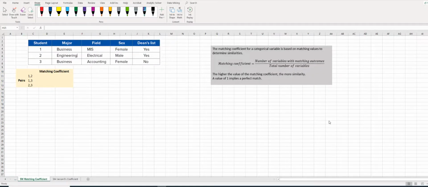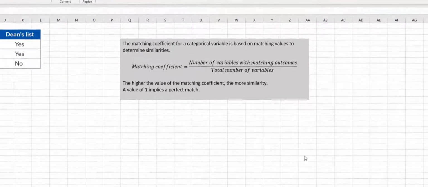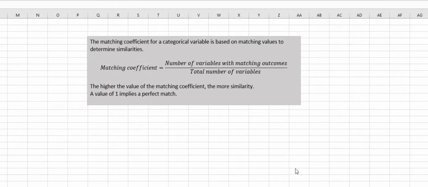Hello everyone, in this video I'm going to talk about similarity measures for categorical data. Euclidean and Manhattan distance measures are suitable for numerical variables. When we are dealing with categorical variables, we rely on matching coefficients and Jaccard's coefficients. Matching coefficient for a categorical variable is based on matching values to determine similarity among observations.